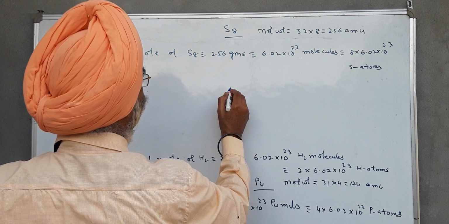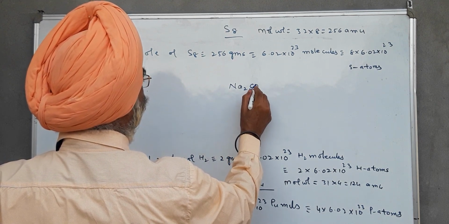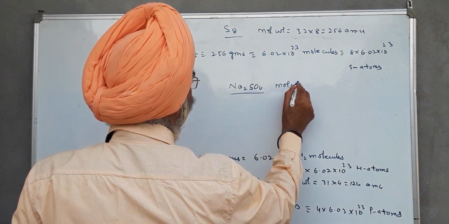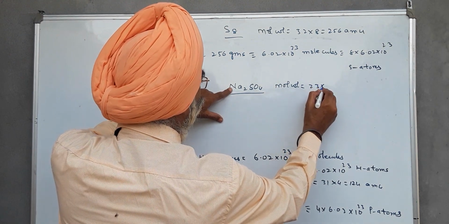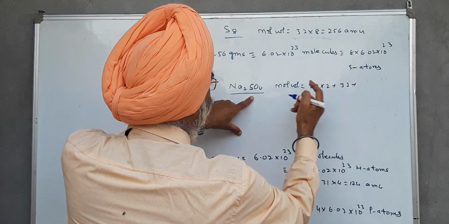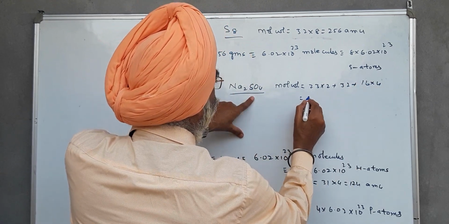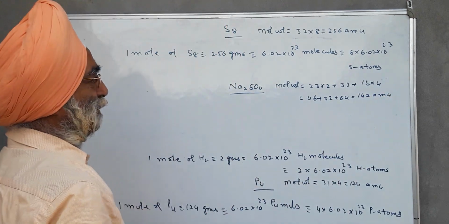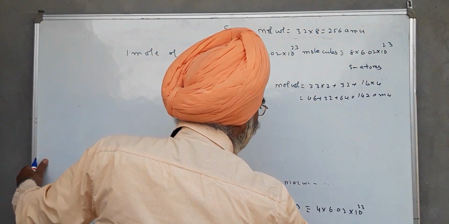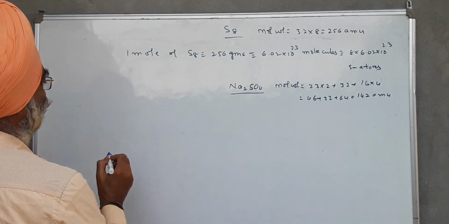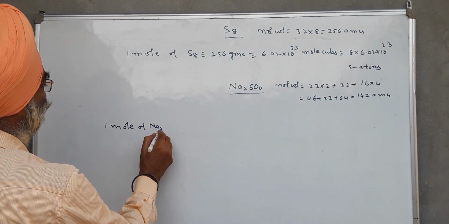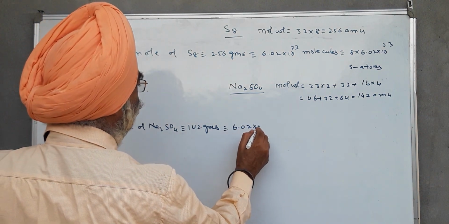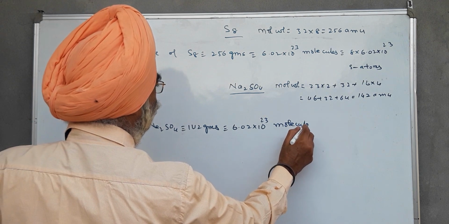Another type of example, say it is sodium sulfate, Na2SO4, this is sodium sulfate. Its molecular weight, sodium 23 into 2 plus 32 plus 16 into 4, 46, 32, 64, and it is 142 AMU. How we lay out? One mole of sodium sulfate is same as 142 grams, same as 6.02 10 raised to the power 23 molecules.